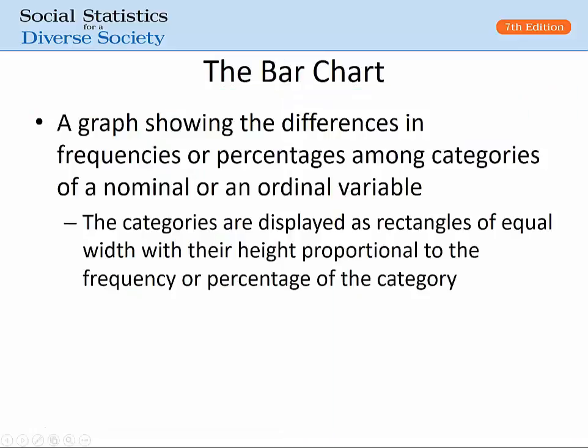We also can use bar charts, and a bar chart is a graph that shows differences in frequencies or percentages among categories, again, of a nominal or ordinal variable, but they're displayed as rectangles or bars of equal width with their height proportional to the frequency or percentage of the category. So the height of each bar relates to how many people are in that category, how many things are in that category, or the percentage of things in that category.